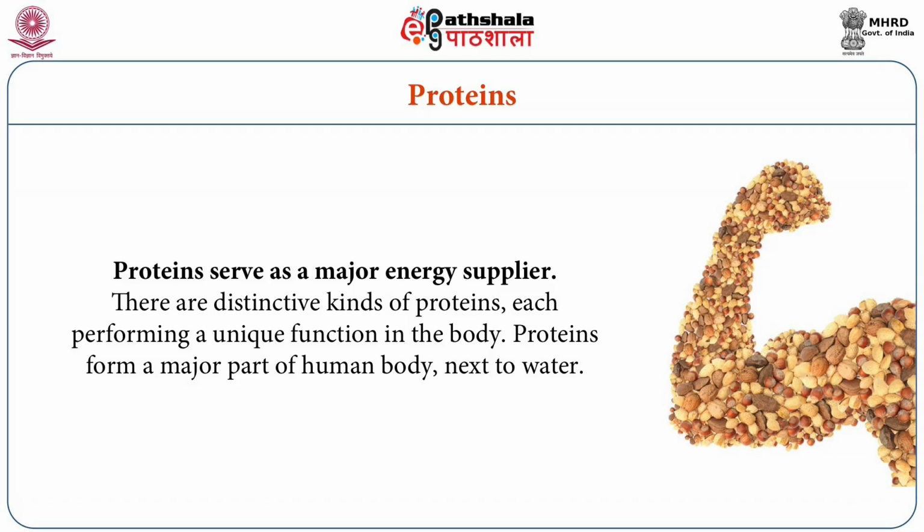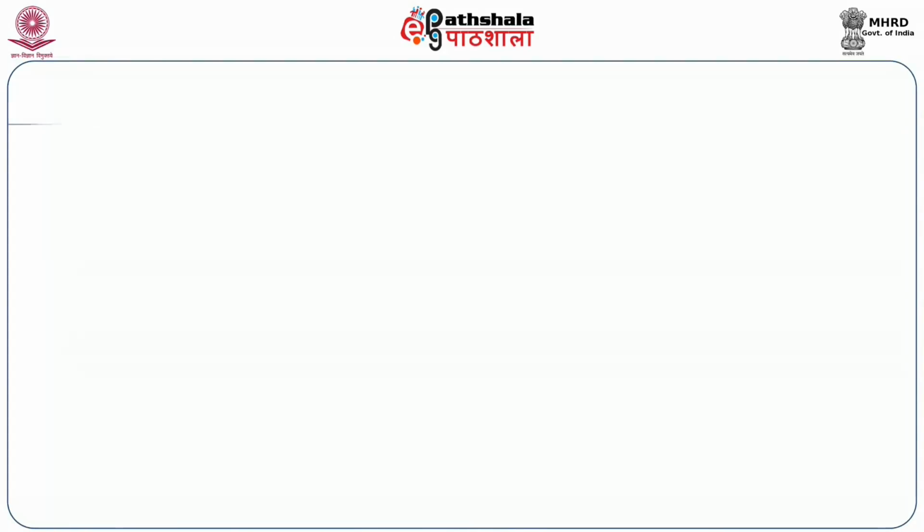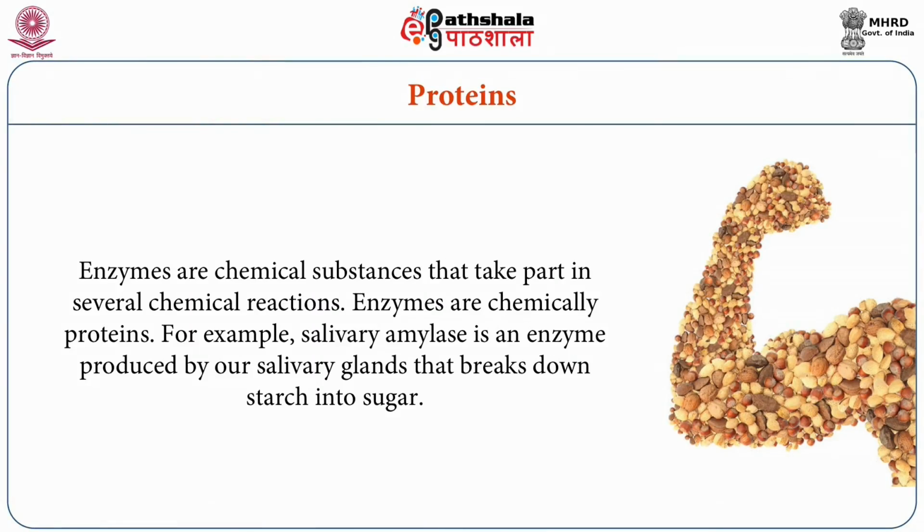For example, proteins form a major part of the human body. Apart from water, which is almost 80% of the human body, protein is the next major component. Then you have the enzymes, which are chemical substances that take part in various chemical reactions, and these enzymes are chemically made up of proteins. For example, you have salivary amylase, an enzyme produced by the salivary glands, but it is a protein. Its function is to break down starch into sugar.